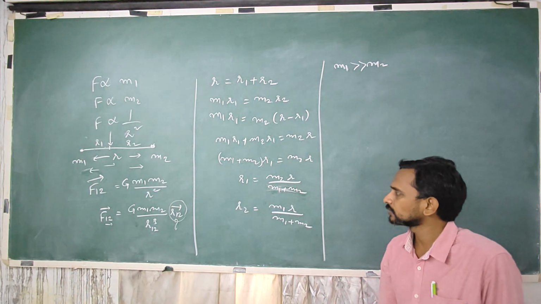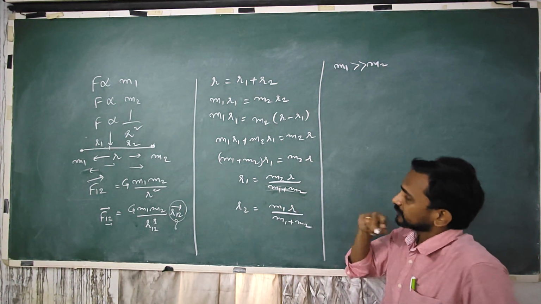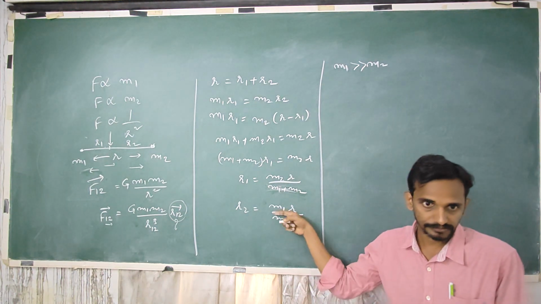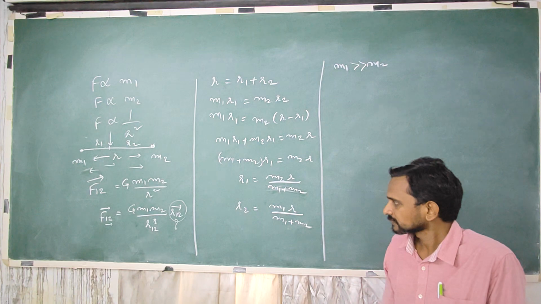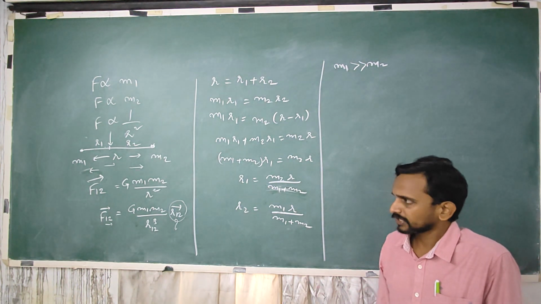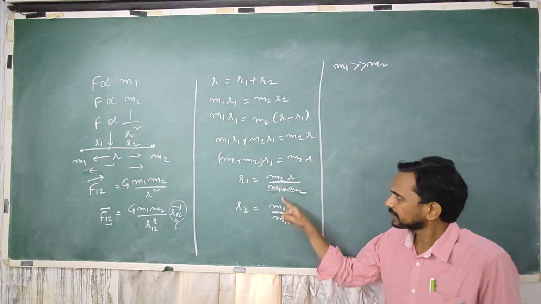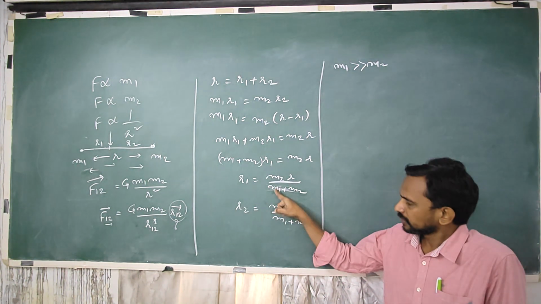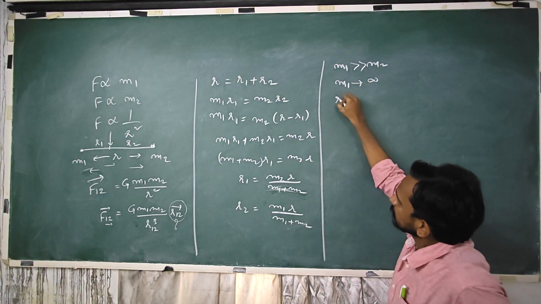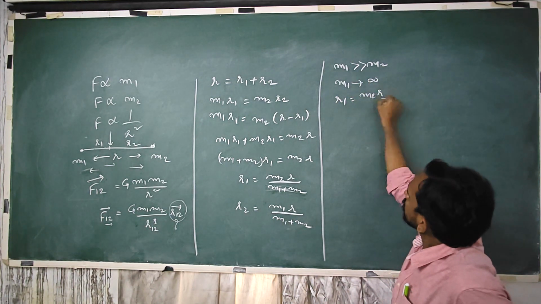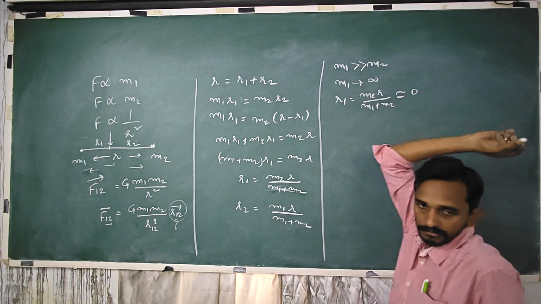So somehow you have to place m1 equal to infinity in this equation, or in this equation. So here there is no issue. When you substitute, m1 tends to infinity, r1 is m2 r by m1 plus m2, which is 0.